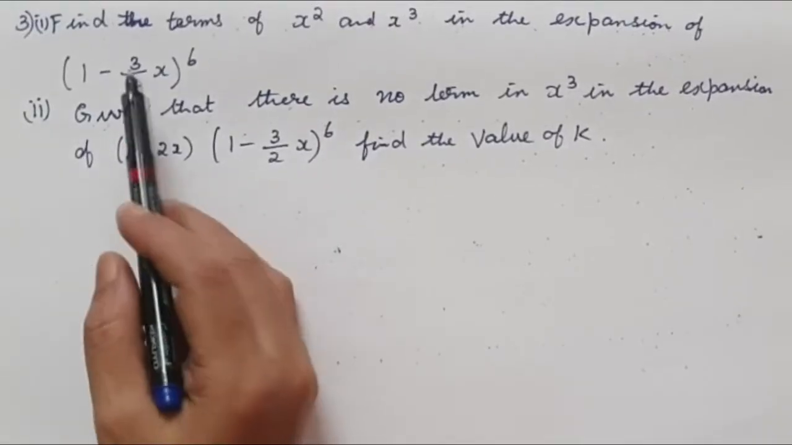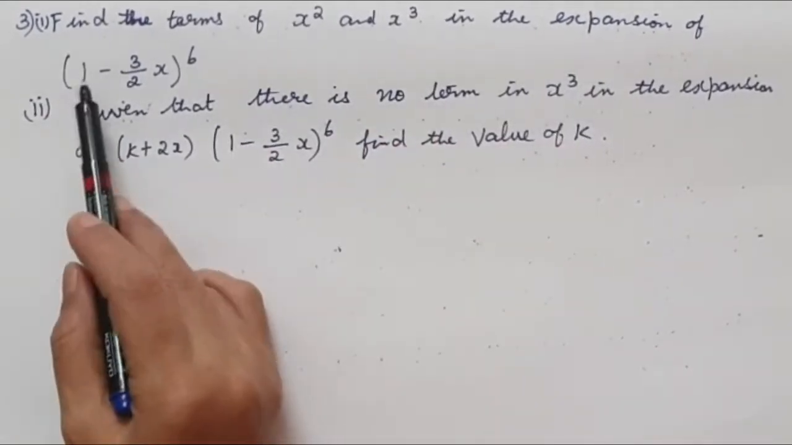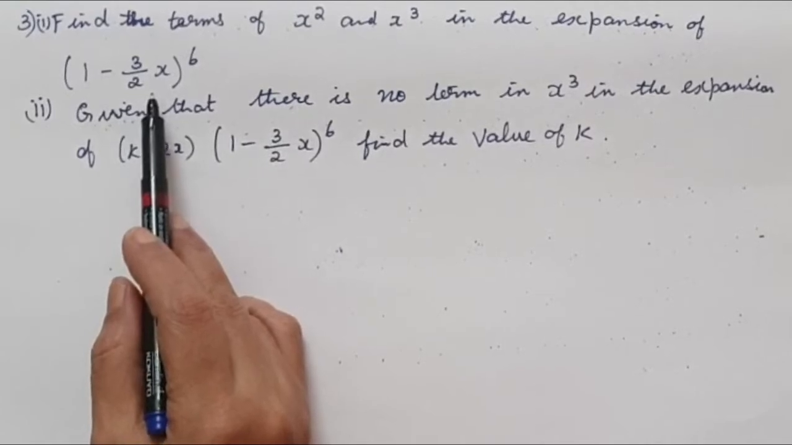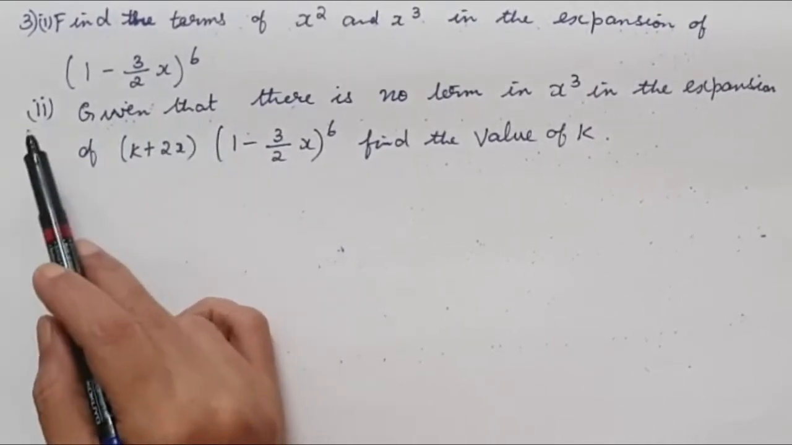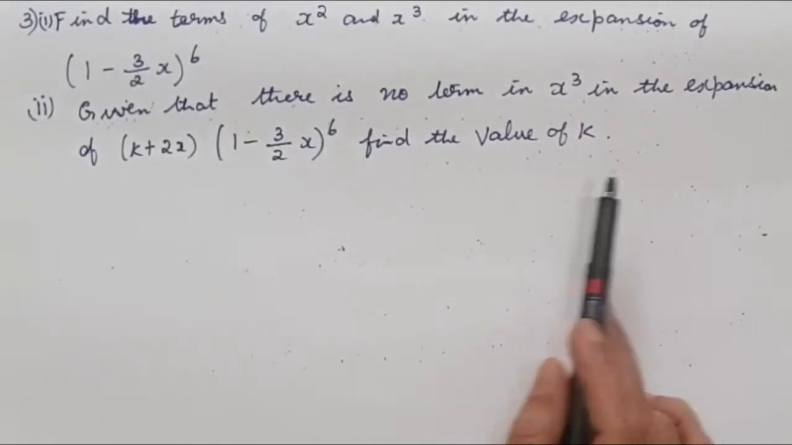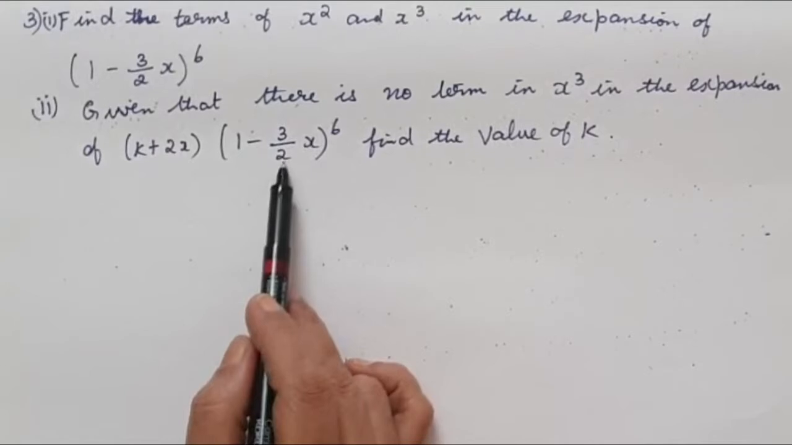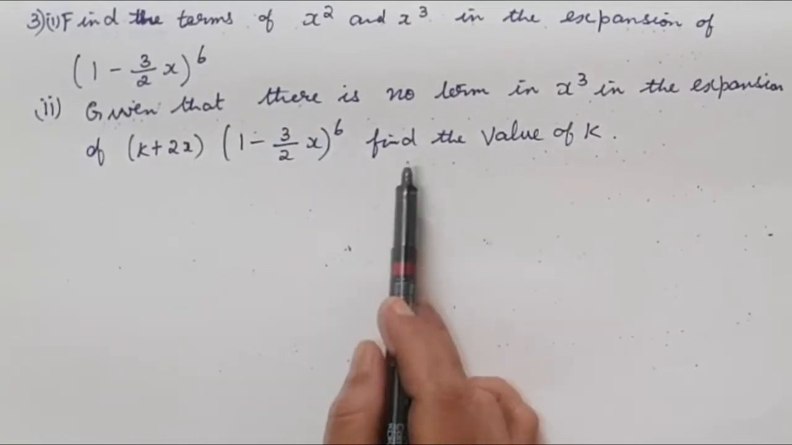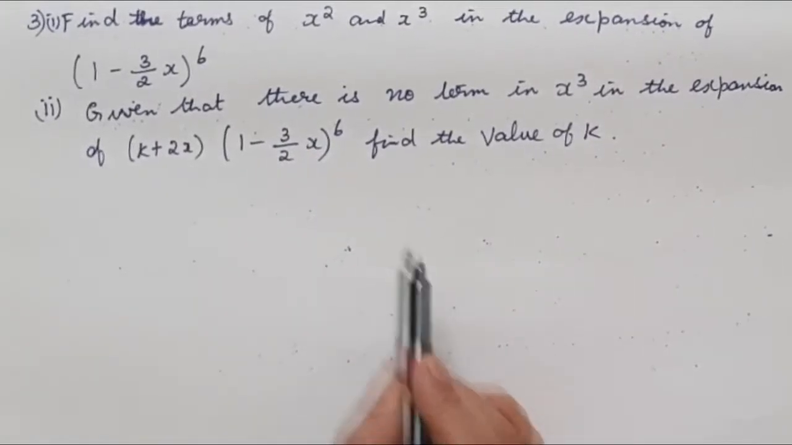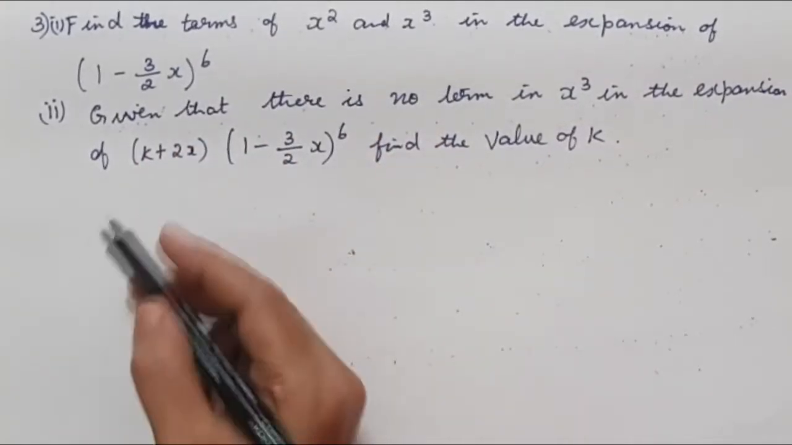Now the third question. Find the terms in x squared and x cube in the expansion of 1 minus 3 by 2x the whole power 6. The second part: given that there is no term in x cube in the expansion of k plus 2x times 1 minus 3 by 2x the whole power 6, find the value of k. Now we need to find, for this expansion, the terms in x squared and x cube.